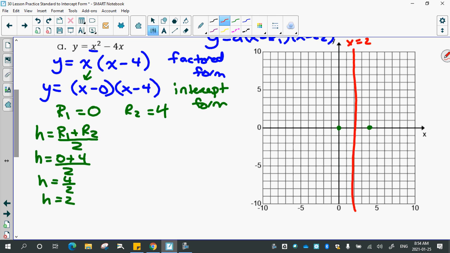Okay, now we want to know the y value for the vertex. Okay, so far we know the vertex is 2 something. We want to get the number that goes there. So we're going to use our second formula. So k is, we sub in, we replace y with k. We replace x with our h value. And then calculate it.